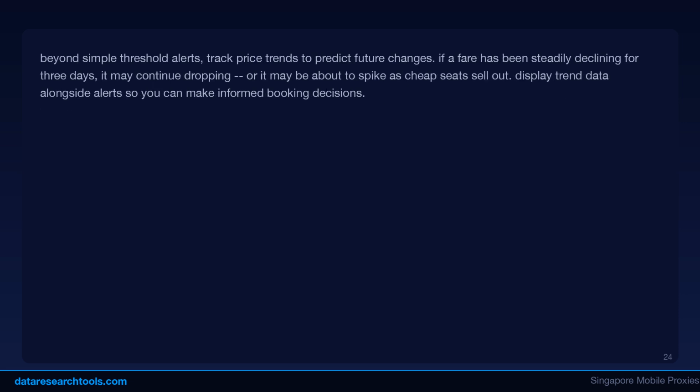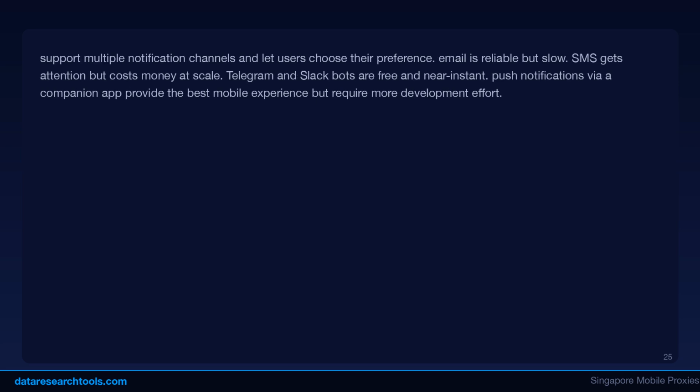Support multiple notification channels and let users choose their preference. Email is reliable but slow. SMS gets attention but costs money at scale. Telegram and Slack bots are free and near instant. Push notifications via companion app provide the best mobile experience but require more development effort.